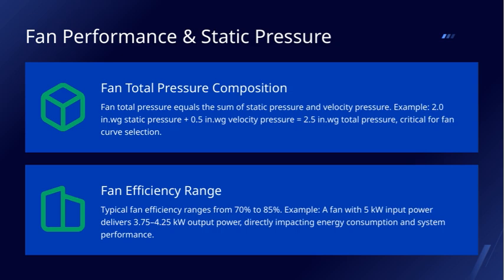Understanding this is critical because it helps you select the right fan curve for your system, ensuring you get the performance you need without oversizing or undersizing. In essence, both efficiency and total pressure composition are key factors in designing and operating effective fan systems, impacting both energy use and system performance.